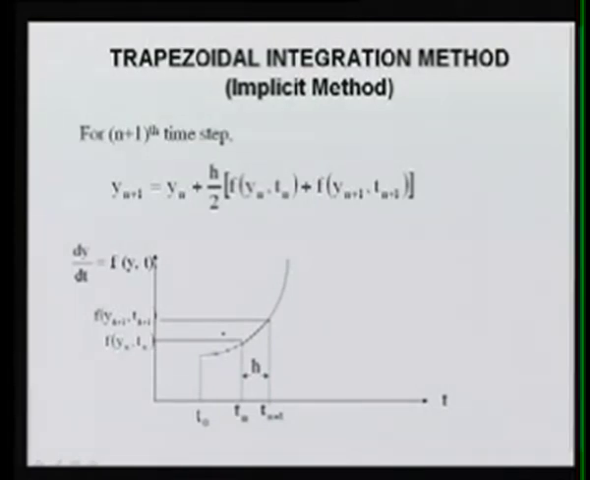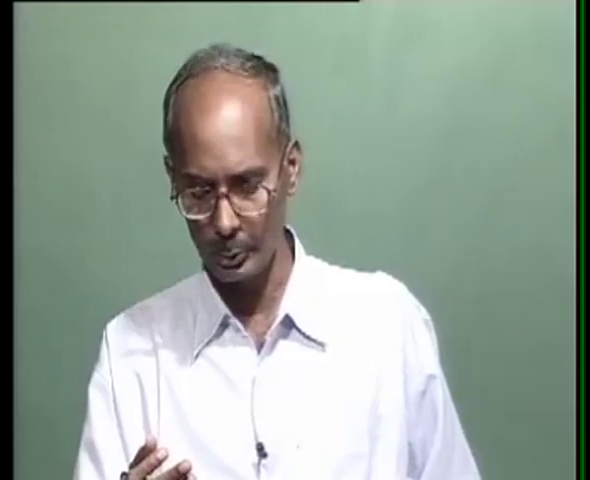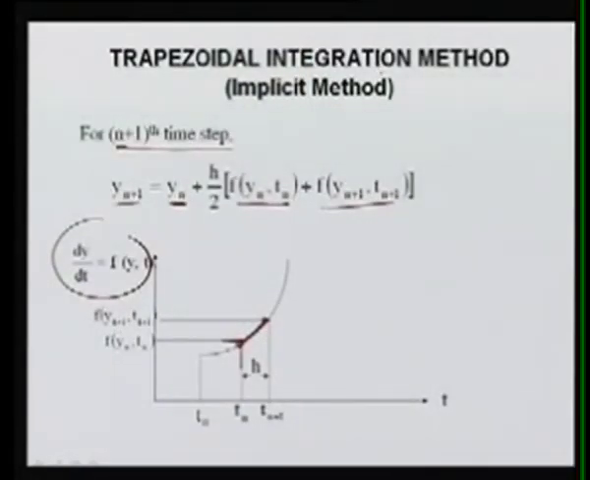Here what we do is, for the (n+1)th time step, the value can be written as y_n plus h by 2 times the function at this value and the function value at the next value; we are taking the average of these. This is called the trapezoidal method, because we take the average of these values. This is the method normally used: most probably the Runge-Kutta method is used, and if you are using an implicit method, you can go for the trapezoidal method.